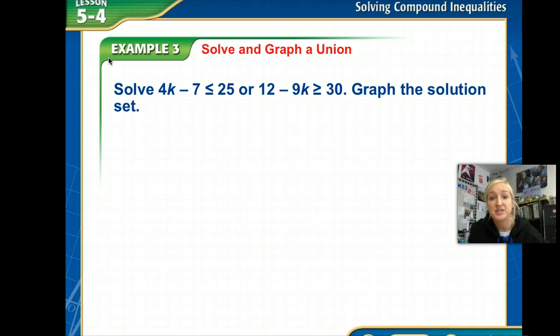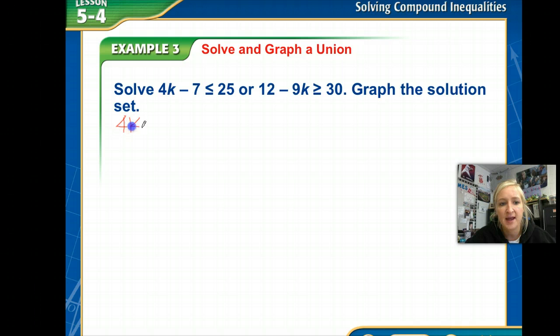All right, now we are to unions. Unions contain the word or. And what that means is, again, that your inequalities are either going to go in the exact same direction or they're going to go in opposite directions, but they will not meet in the middle. So let's get started and take a look at what that looks like.